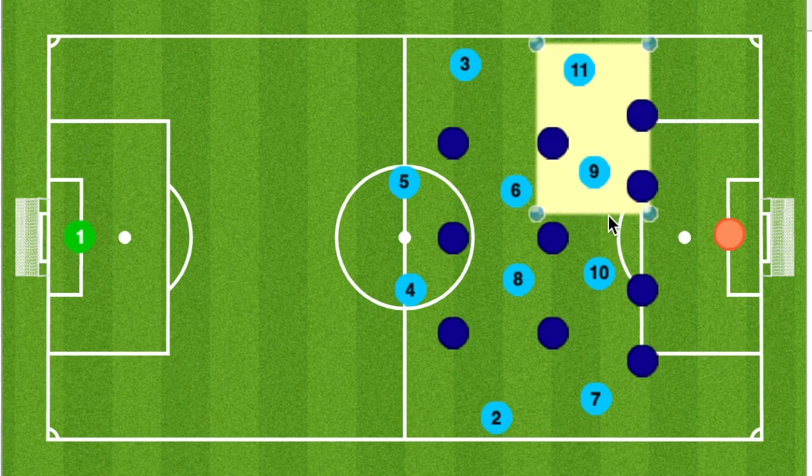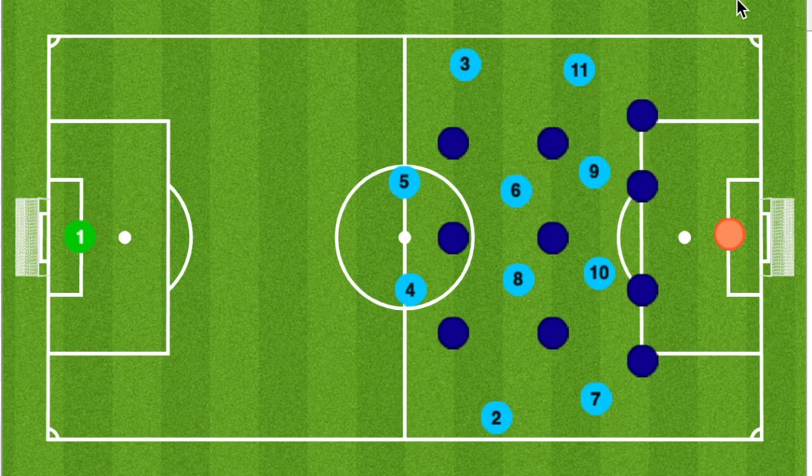Anyways, that is it for this video. I hope it helps. I hope you understand a little bit more and learned a little bit about the 3-1-4-2 formation.